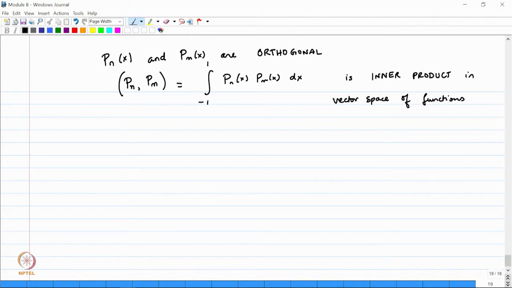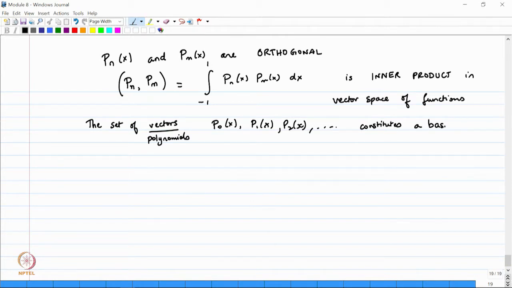So in this space of functions, these are like vectors that are orthogonal. Okay. So, this is like a dot product. Now what you can do is, since these are orthogonal vectors, you can use the polynomials P0 of x, P1 of x, P2 of x. This set constitutes a basis set for functions f of x. So, for all functions f of x, you can use this as a basis.